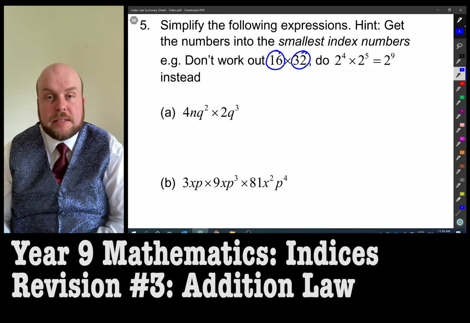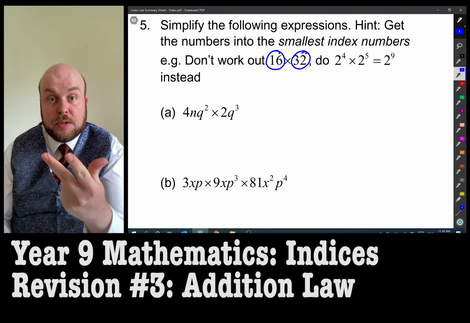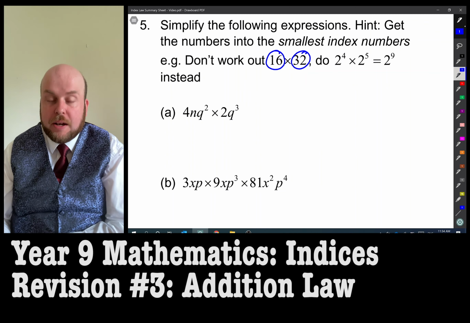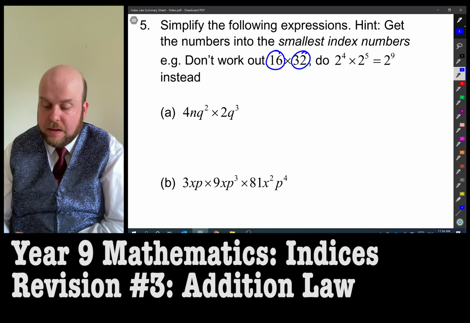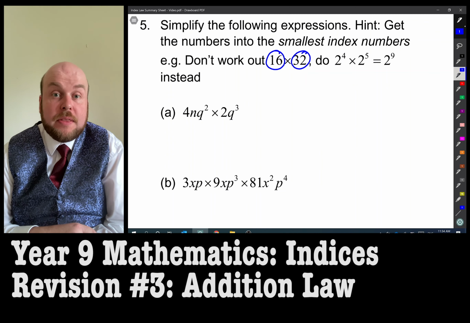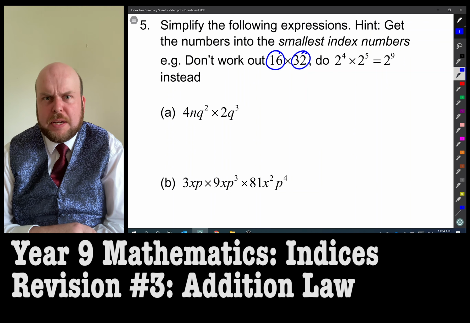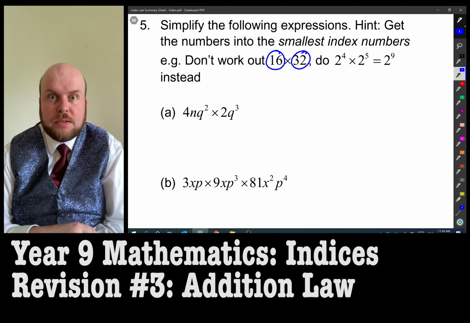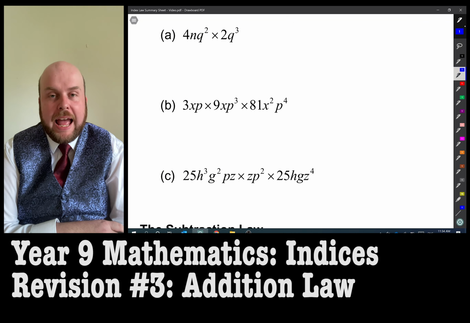For instance, 16 is the same as saying 2 times 2 is 4, times 2 is 8, times 2 is 16. Therefore, that's 2 to the power of 4. Times by 32, which is 2 to the power of 5, gets me 2 to the power of 9. If, however, the number is fairly small, such as 3 times 6, then yes, you can either write it as 3 squared times 2, or you can alternatively just write it as 18. That is also fine. A, 4nq squared times 2q cubed.